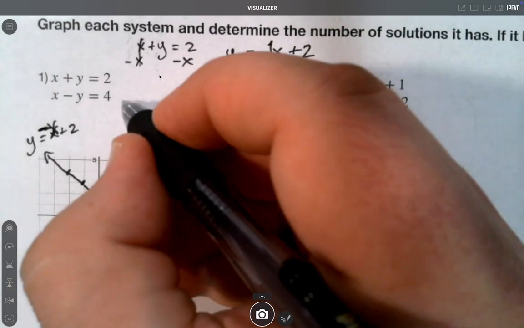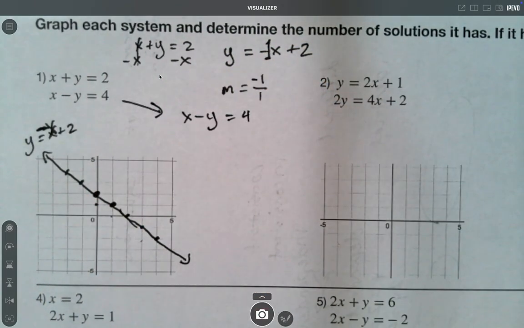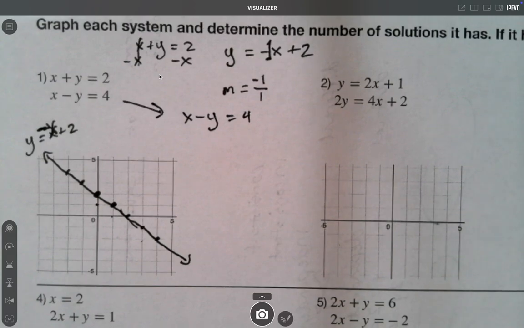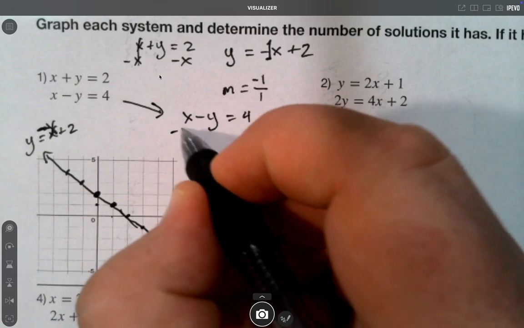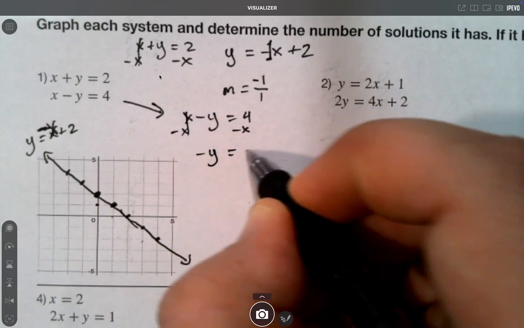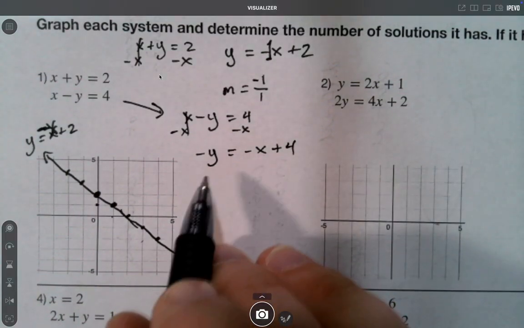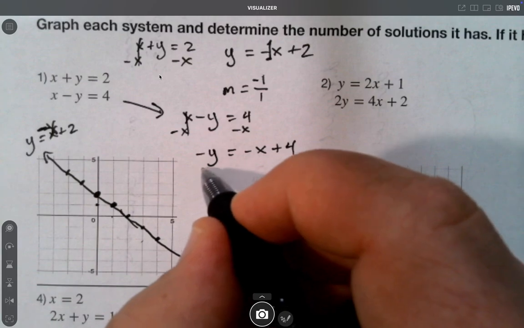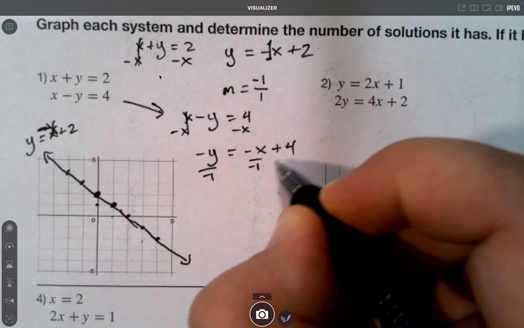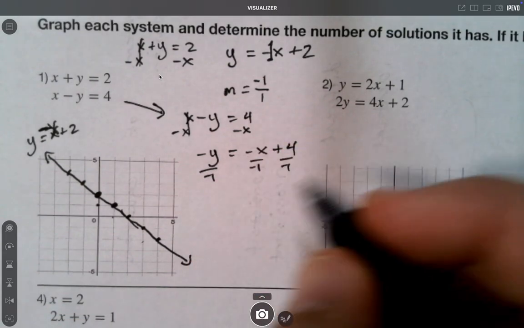So now let's do the same work with this equation. x minus y equals 4. Our first step is to make sure it's in slope-intercept form. So I will subtract x from both sides, getting negative y equals negative x plus 4. But I can't leave a negative y, I need positive y right here. So I have to divide everything, all three terms, by negative 1. So that changes the sign of everything.